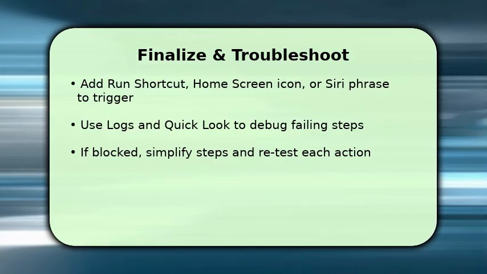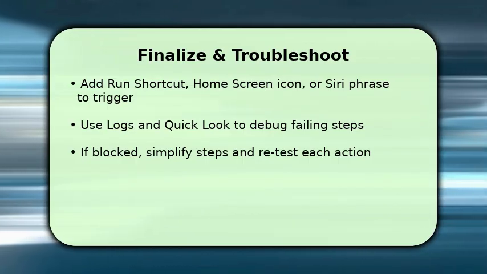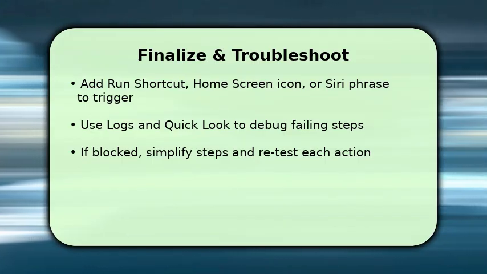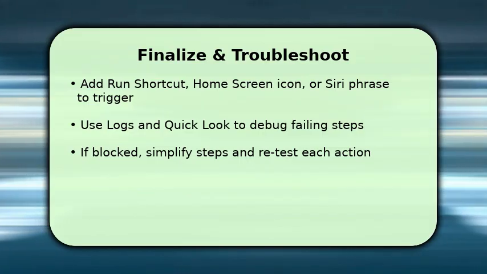If something breaks, isolate the problematic action, simplify its inputs, and rerun that segment. One key troubleshooting tip: if permissions stop actions, open settings, grant shortcuts access, then rerun. Permissions are the most common blocker.